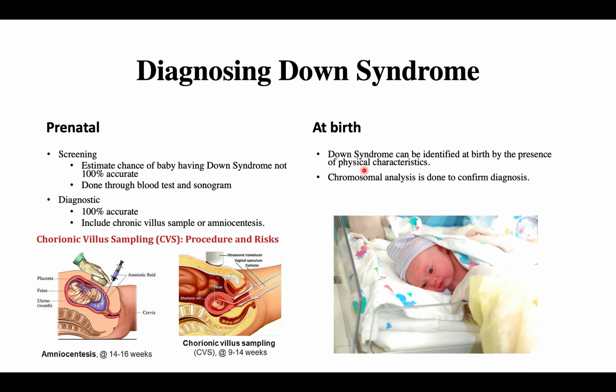And then the other way you can diagnose is at birth. Babies with Down syndrome can be identified at birth because of their physical characteristics, like I mentioned before, like the protruding tongue and the almond eyes. But doctors will also do a chromosomal analysis just to confirm the diagnosis.